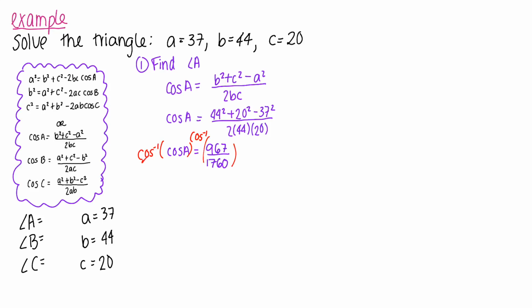So these cosines cancel. I get that angle A is equal to cosine inverse of 967 over 1760. Plugging that in my calculator, I get approximately 56.67 degrees.